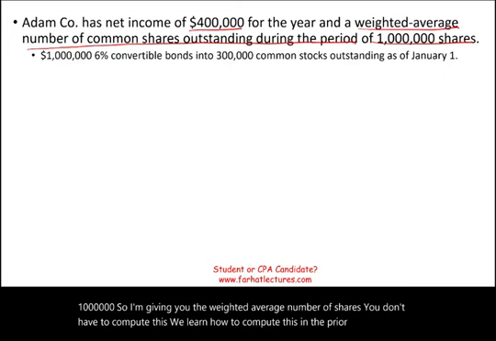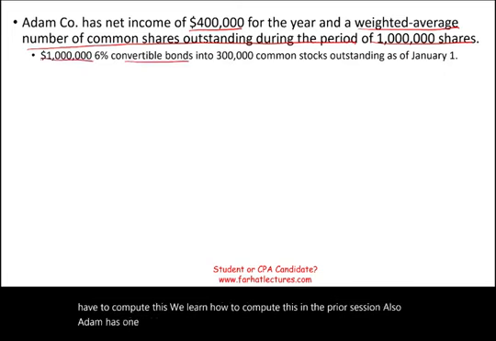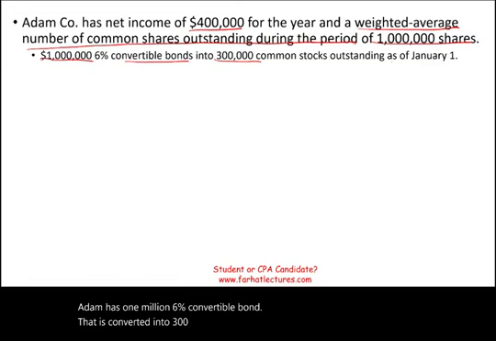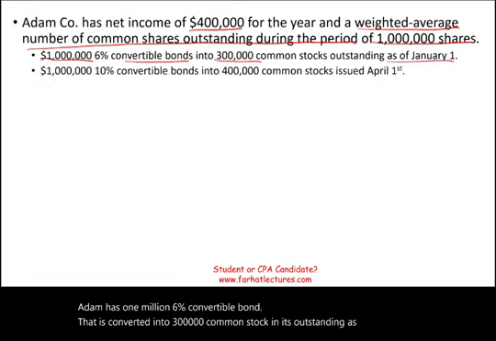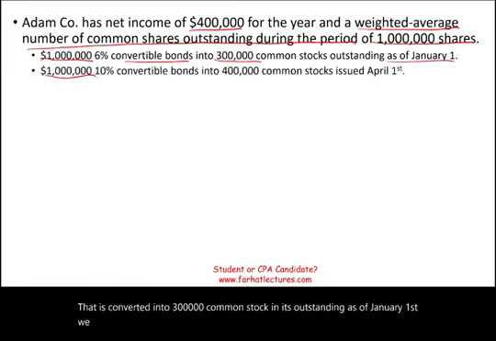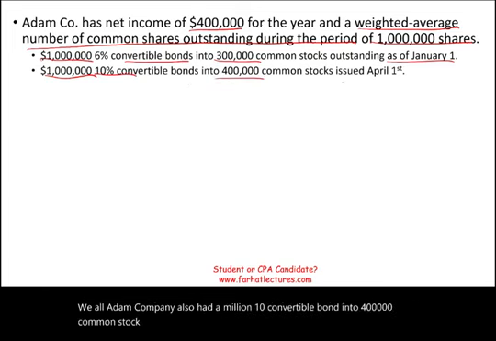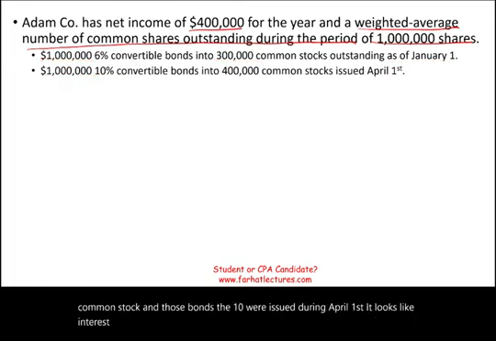Also, Adam has a $1,000,000 6% convertible bond that is converted into 300,000 common stock, and it's outstanding as of January 1st. Adam Company also had a $1,000,000 10% convertible bond into 400,000 common stock, and those 10% bonds were issued on April 1st. It looks like the interest rate went up, and the tax rate is 21%.